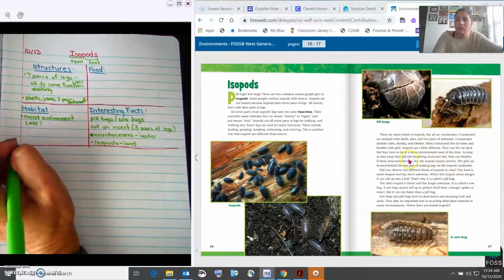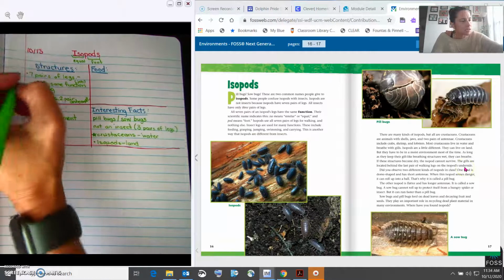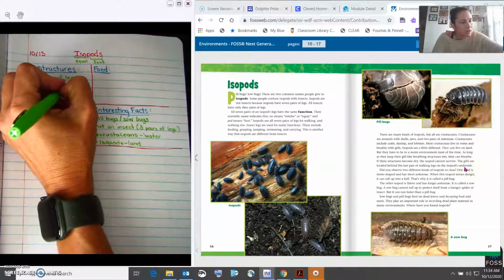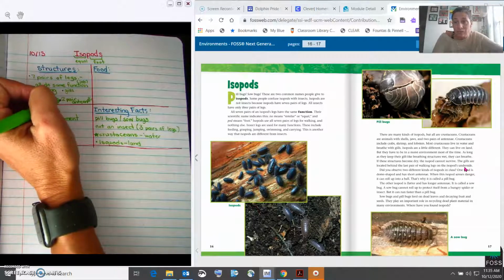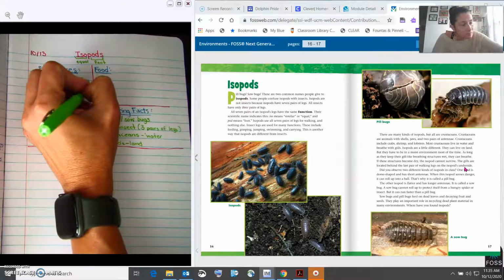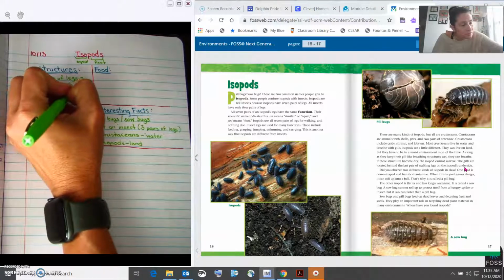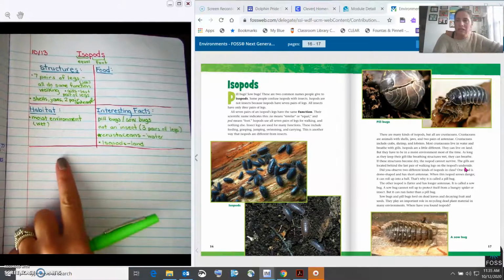As long as they keep their gill-like breathing structures wet, they can breathe. If these structures become dry, the isopod cannot survive. The gills are located behind the last pair of walking legs on the isopod's underside. Oh goodness. Okay, I need some more room here. So I'm going to put gills, which is kind of weird because we're not used to having gills for things that are on land. So, last pair of legs. I might have to start drawing some things down here. Okay.